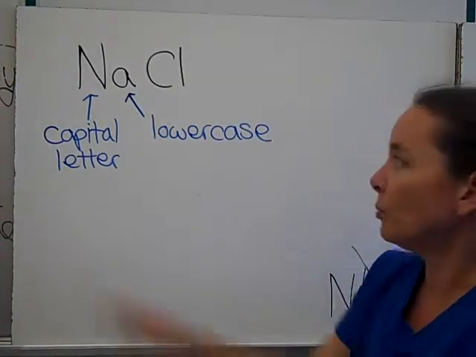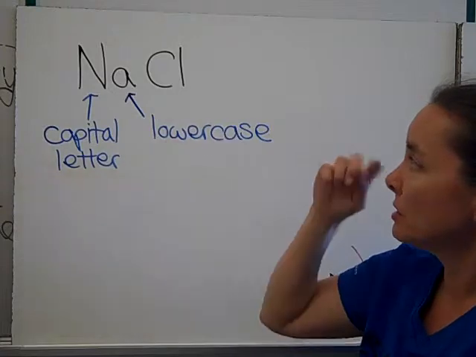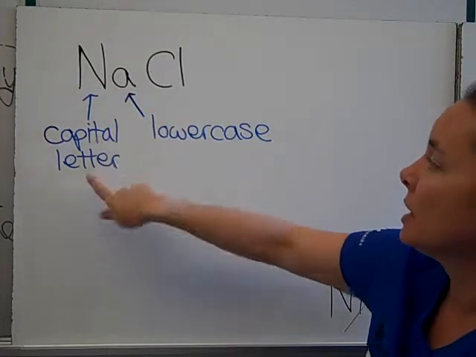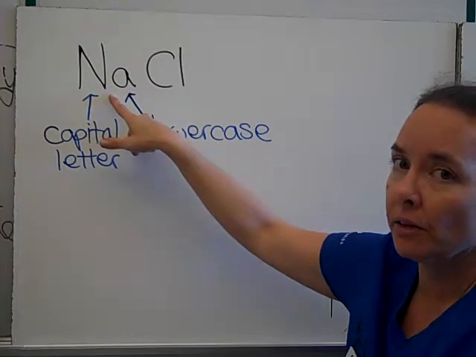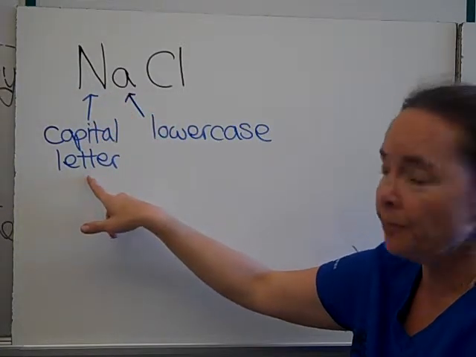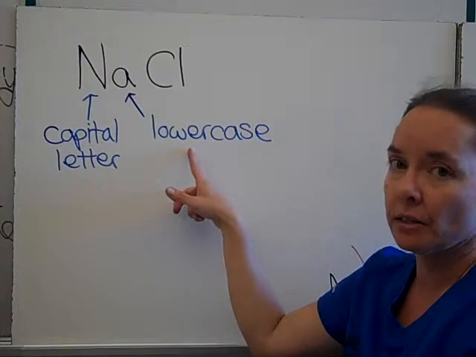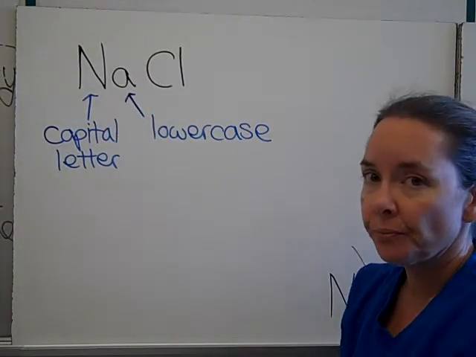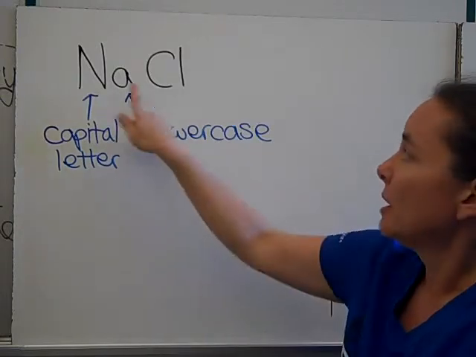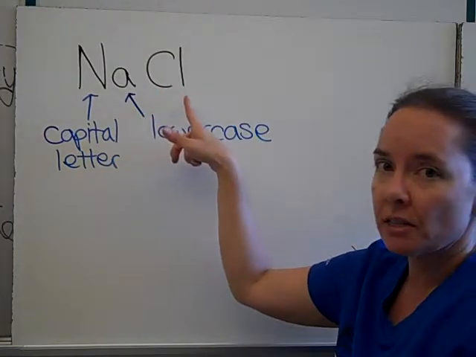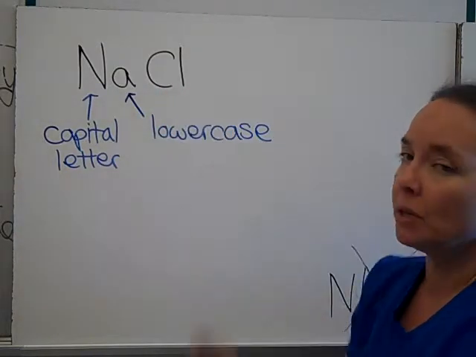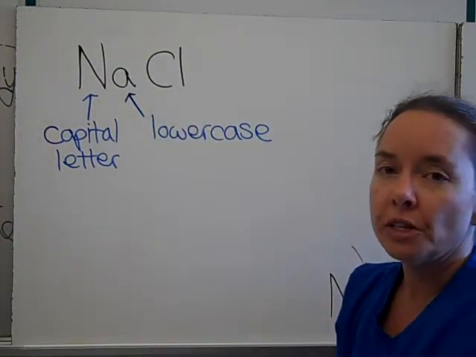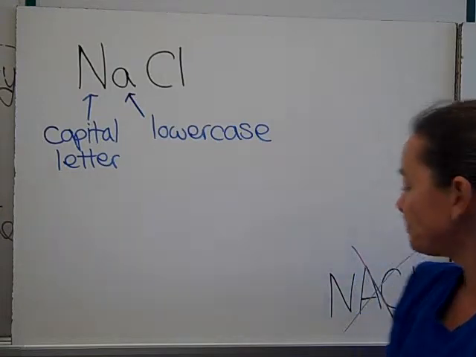When we write chemical equations, the standard format for writing elements is that the first letter of the element is a capital letter, and the second letter is always lowercase. So Na is sodium. Remember, it's a Latin word. Cl, this is not Ci, this is Cl, which stands for chlorine. So this is sodium chloride, which is table salt.